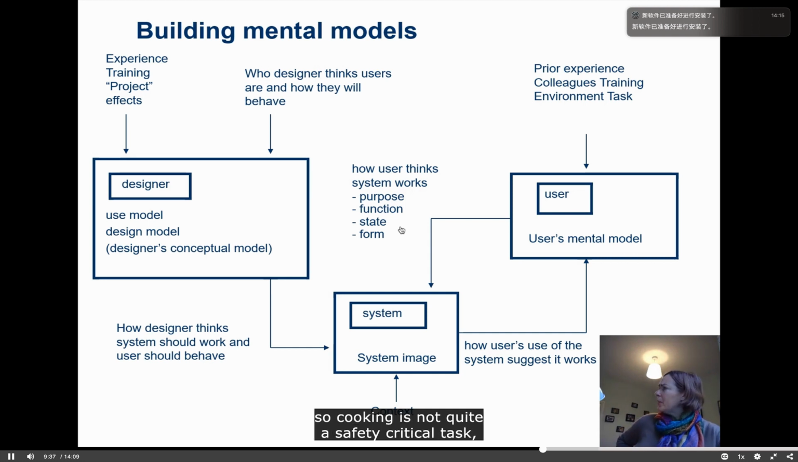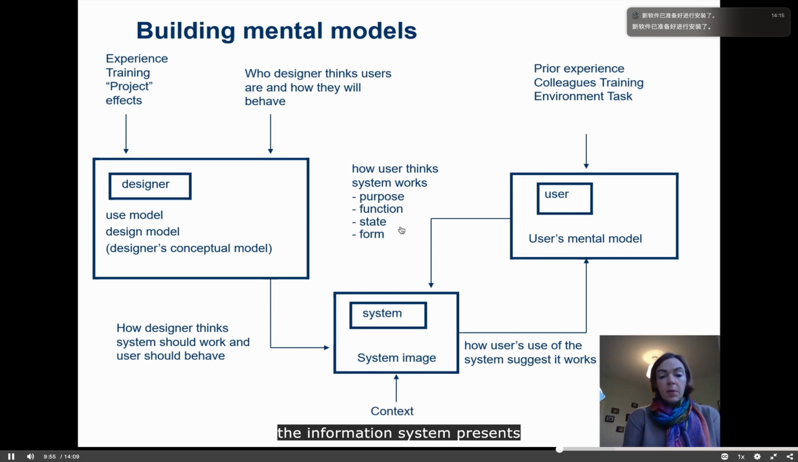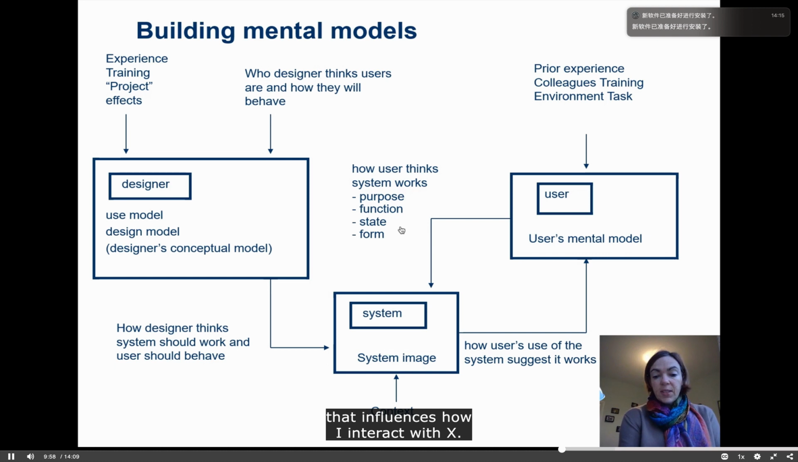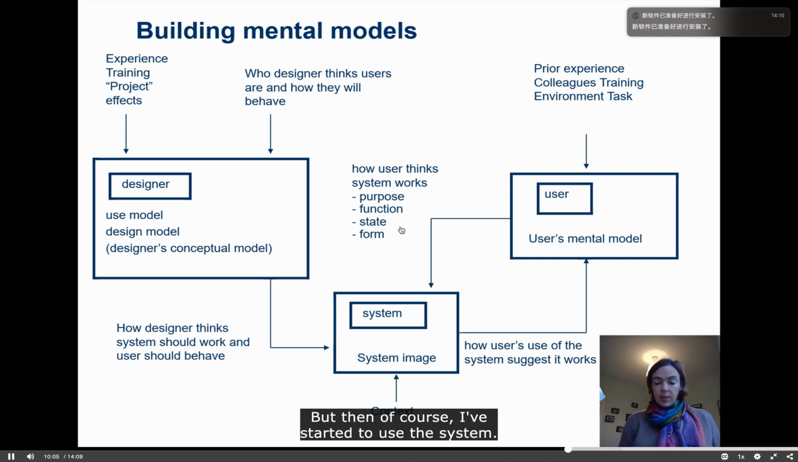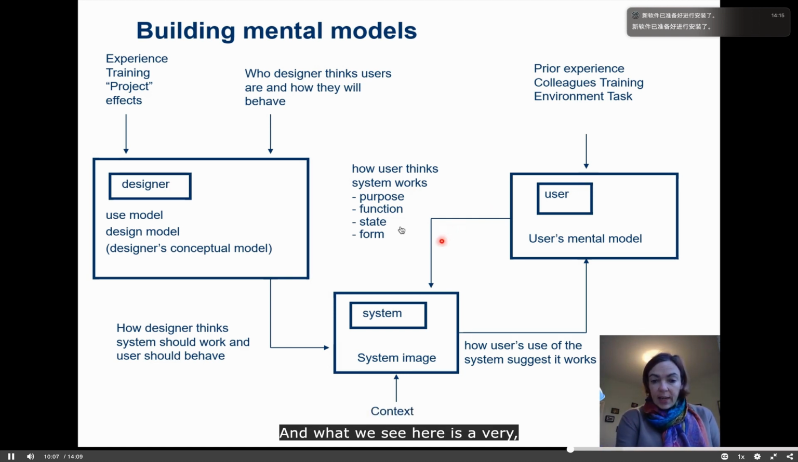So cooking is not quite a safety critical task, although it can have some safety elements, but the biggest impact of the way in which I use a hob is on the quality of the food that's produced. So I have combined my own knowledge with the information the system presents that influences how I interact with it. But then, of course, I've started to use the system. And what we see here is a very, very effective feedback loop.